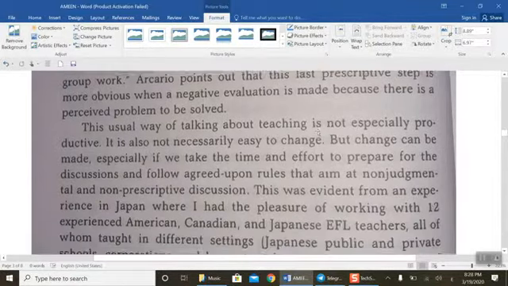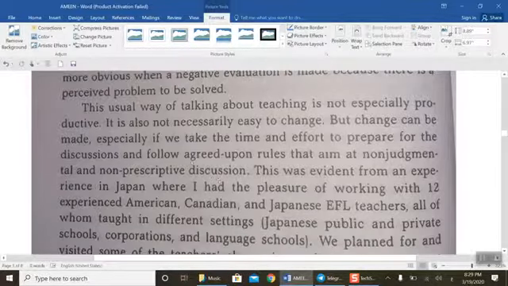This usual way of talking about teaching is not especially productive. It is not necessarily easy to change, but change can be made, especially if we take the time and effort to prepare for the discussion. Of course, we need time and effort for discussions and to follow agreed-upon rules that aim at non-judgmental and non-prescriptive discussion. This is a very important point here. Okay?